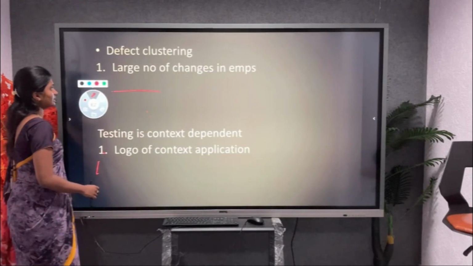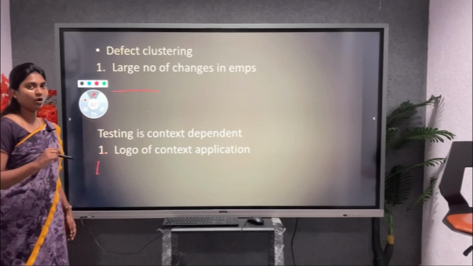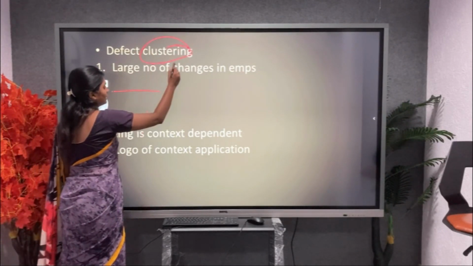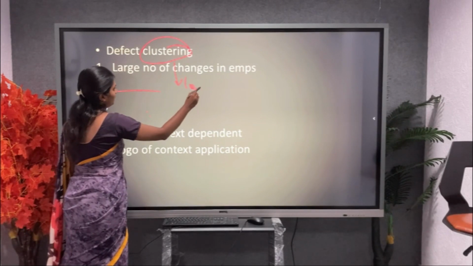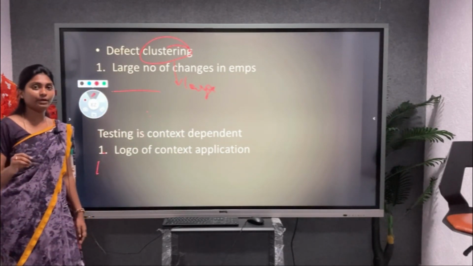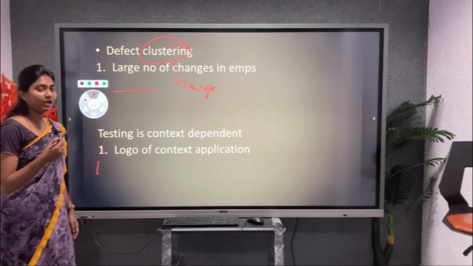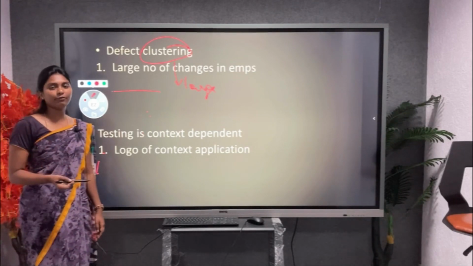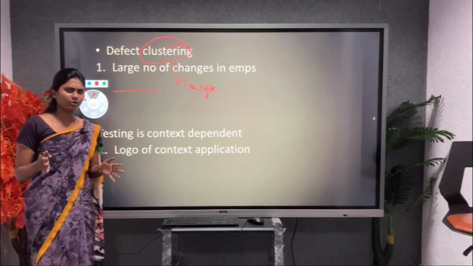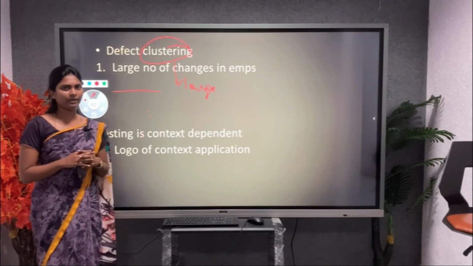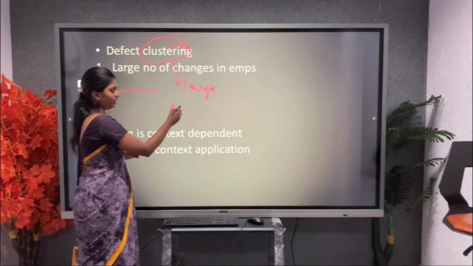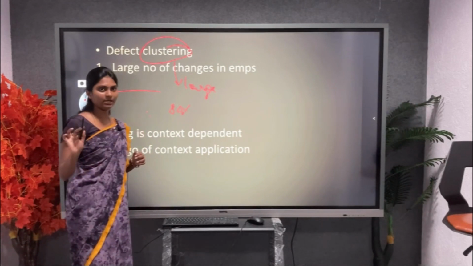So the next one is defect clustering. What is clustering? Clustering means a large number of bugs concentrated in one place. Suppose we take a documentation which is completed about 80%.